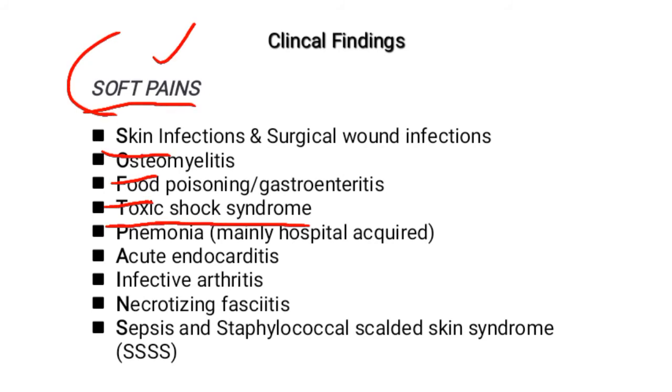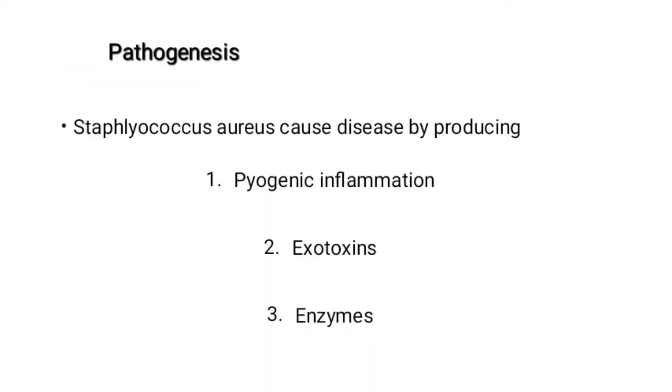the P in the PAINS is pneumonia, A is acute endocarditis, I is infective arthritis, N is necrotizing fasciitis, and S is sepsis and staphylococcal scalded skin syndrome. I hope you have learned all the diseases caused by Staph aureus.